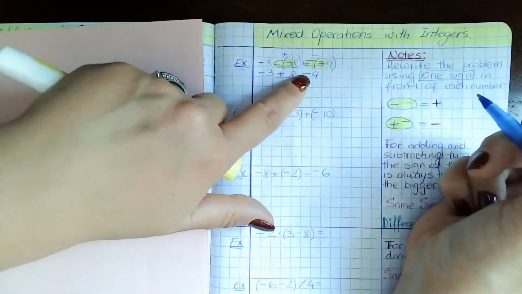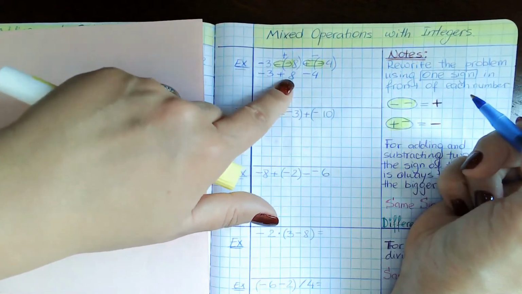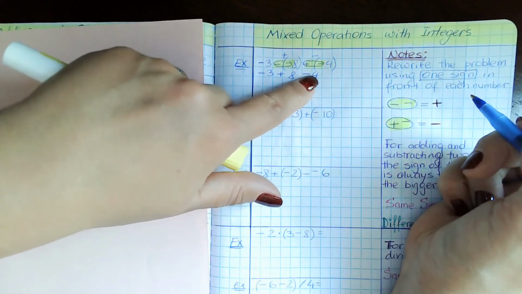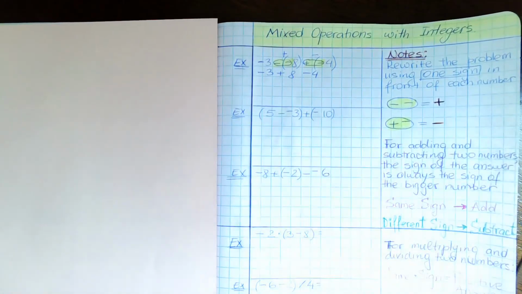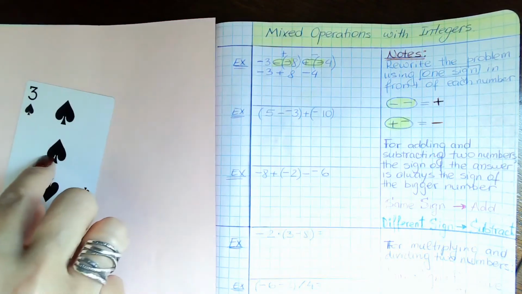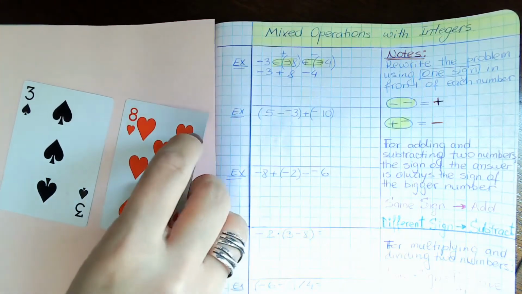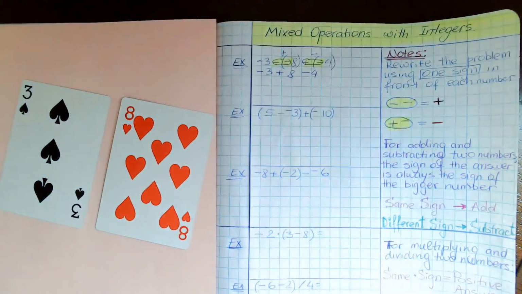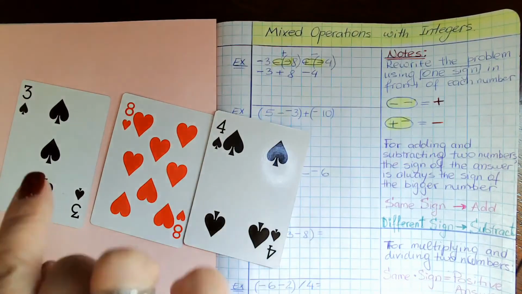This simplifies the problem. -3 combined with +8 combined with -4. And you see how I said it? I didn't say -3 plus 8 minus 4. I said -3 combined with +8 combined with -4. So I have to have one sign per number.